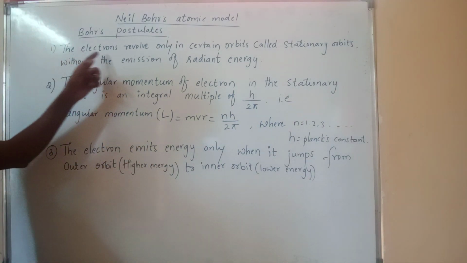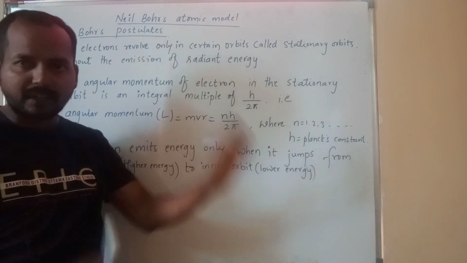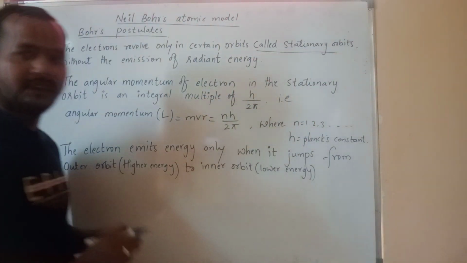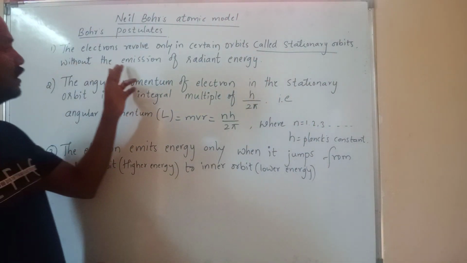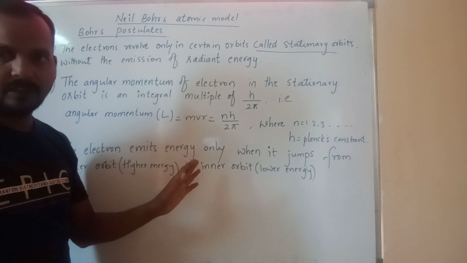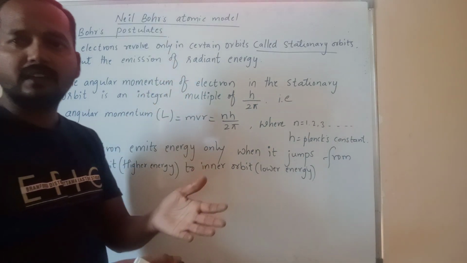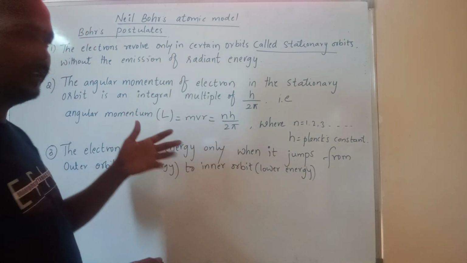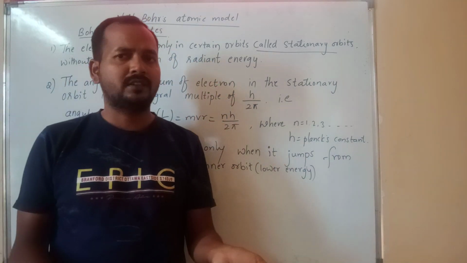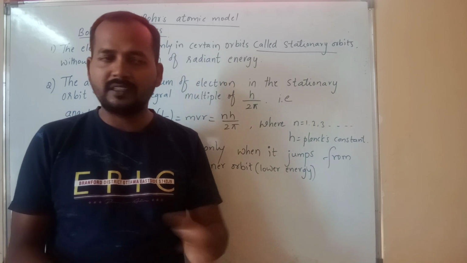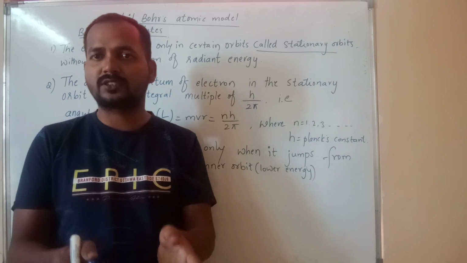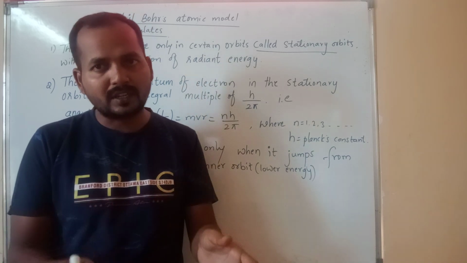That is, the electrons revolve in only certain orbits called stationary orbits, and in these stationary orbits, there is no emission of radiant energy. They are not radiating energy. That means they are not losing energy. They are not going to fall into the nucleus, and they are sustained. That's why the atom is said to be stable.